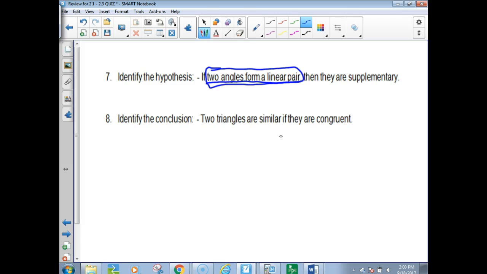8. Two triangles are similar if they are congruent. Rewrite that in if-then form. Okay, I'm going to put someone on the spot. Alyssa, can you tell me the if-then form on that? Perfect. If they are congruent. Now, you don't have to do this to get the answer, but I want you to understand it. If they are congruent, then two, and I'll just use a 2, triangles are similar.